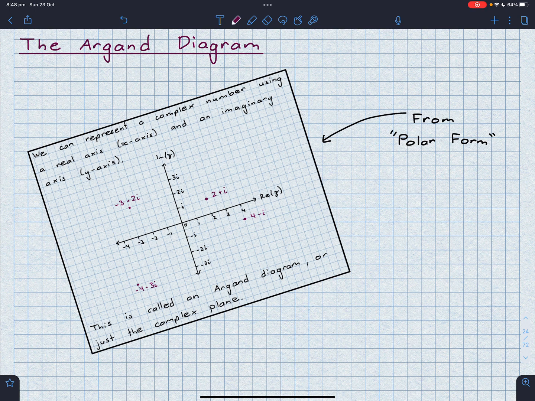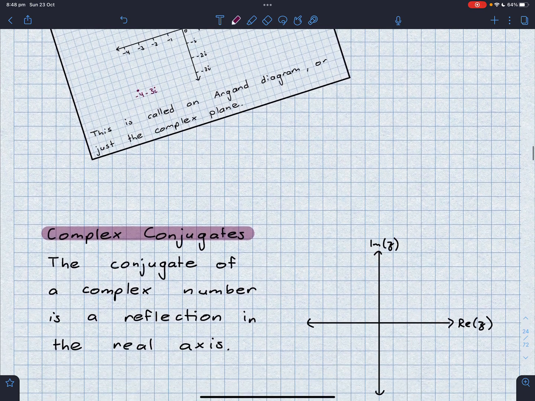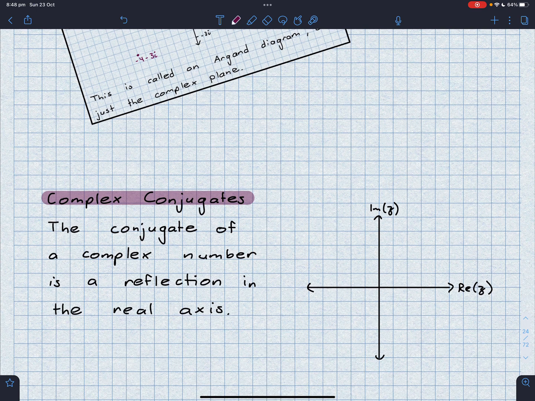So what we're going to do today is have a bit more of an in-depth look at what happens on the Argand diagram when we perform all the arithmetic that we've been looking at. So we're going to start with what complex conjugates look like on the Argand diagram. The complex conjugate ends up being a reflection in the real axis, or the x-axis.